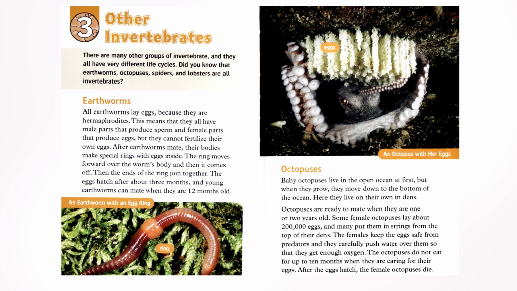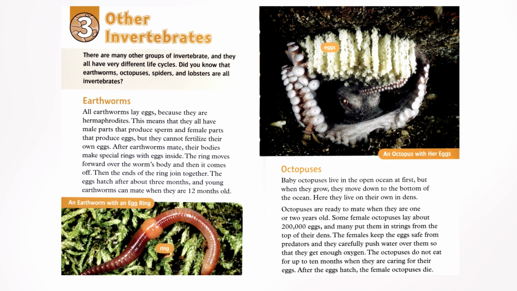Octopuses. Baby octopuses live in the open ocean at first, but when they grow, they move down to the bottom of the ocean. Here they live on their own in dens. Octopuses are ready to mate when they are 1 or 2 years old. Some female octopuses lay about 200,000 eggs, and many put them in strings from the top of their dens.